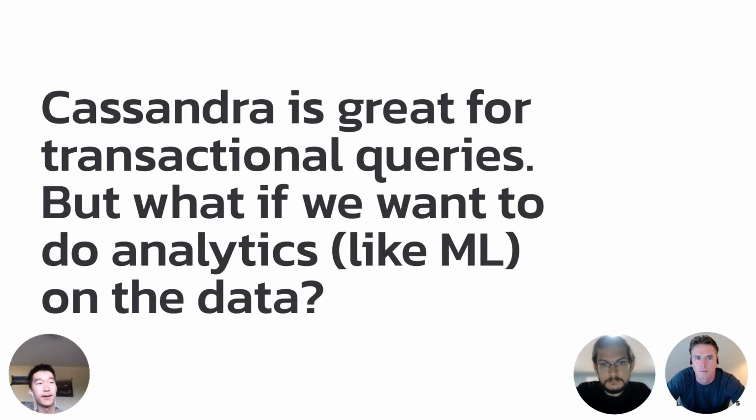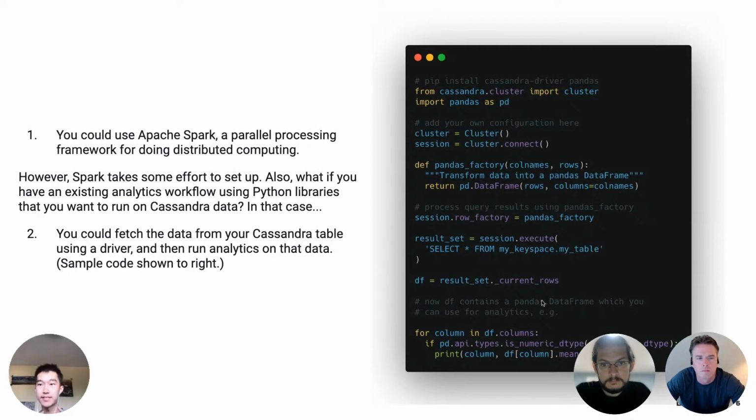But what if you already have a lot of data collected in your Cassandra table, and you decide that you want to do analytics on it? This could include things like statistics. It could include things like machine learning. So what if you want to do analytics like machine learning on that data? Since Cassandra itself isn't natively really good at this, there are a couple of external tools you could use to get that working.